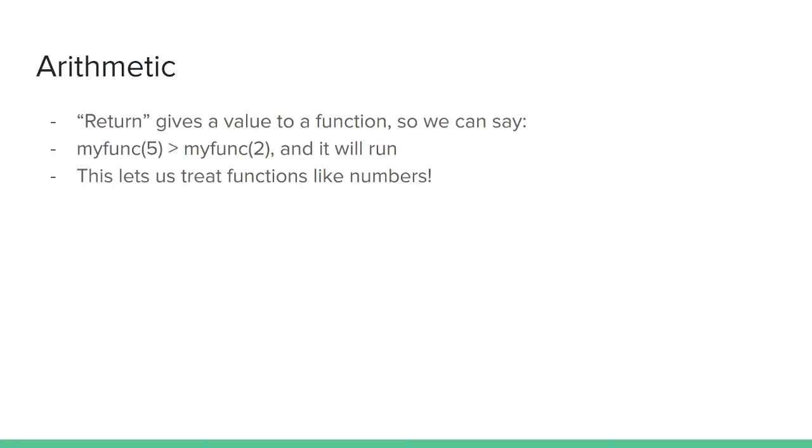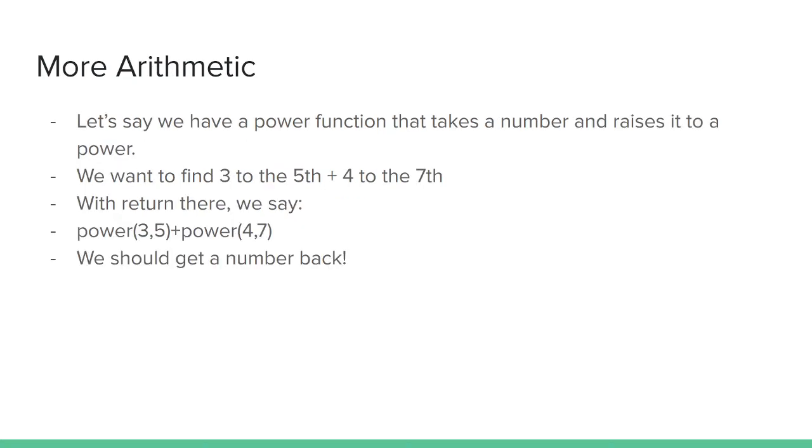First, it allows us to do arithmetic. So return gives a value to a function. So if we have a function called my function, we can say my function of 5 is greater than my function of 2. And it will run and give a true or false value. This lets us treat functions like numbers, which is really cool. We can also do things like addition.